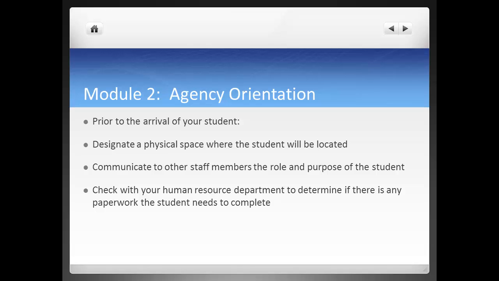Also, checking with your human resource department to determine if there is any paperwork the student may need to complete prior to their arrival. It can be mileage reimbursement forms. Perhaps there's a live scan that's required for students to volunteer in your agency, or a TB test. The sooner you find out about the kinds of things that may be required of your student, the more likely it is that those things can be taken care of and the student will be allowed to start their placement in a timely manner.